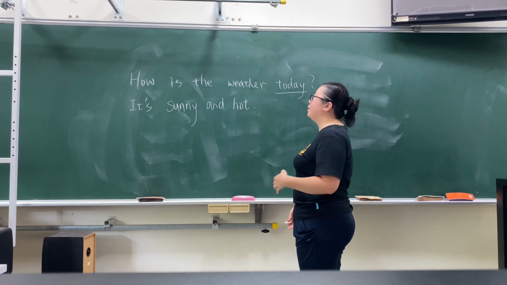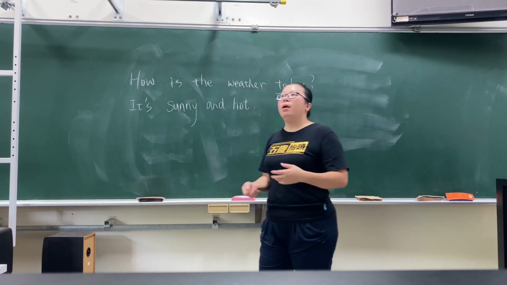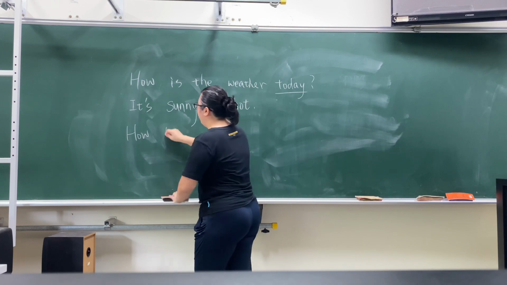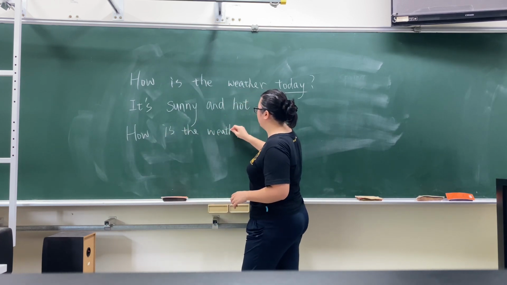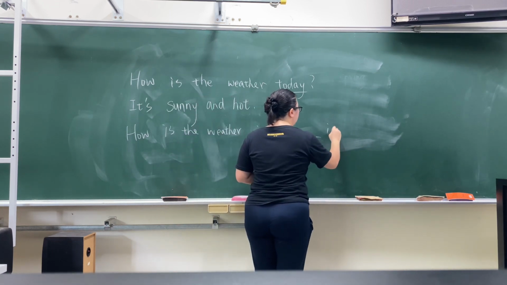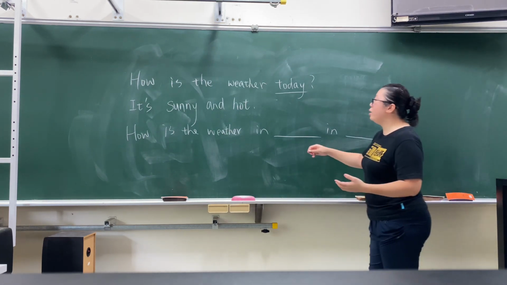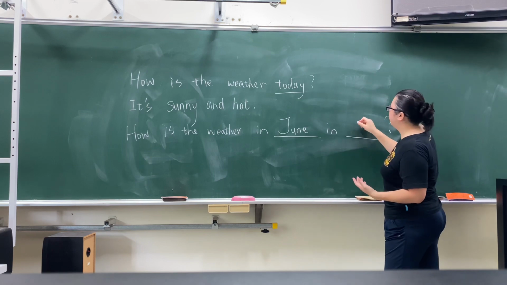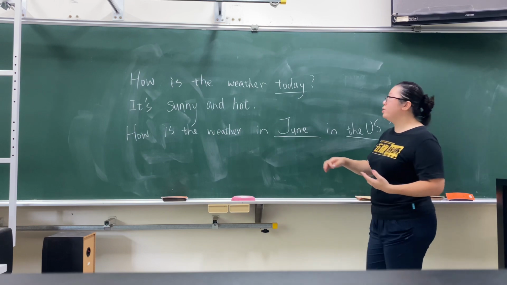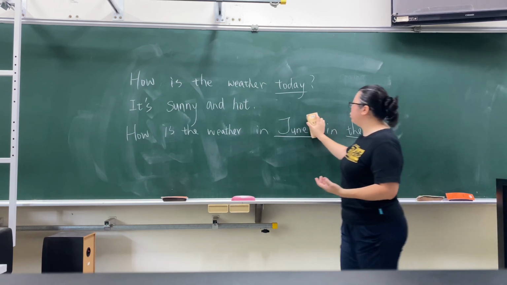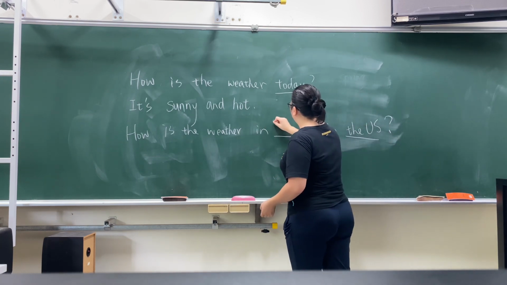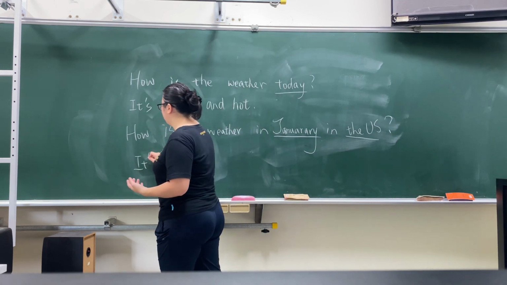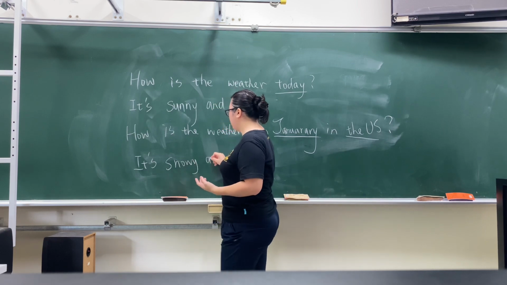When we ask how's the weather today, it refers to the current place and the current time. But sometimes you want to travel abroad, and you want to know how the weather is in a different country at a different time. So you can also say, how is the weather in, this one is the time, this one is the country, let's say in June, in the US. So you put a different time and different country, or maybe we can change it to sometime cold, maybe January. In January we'll say the weather is snowy and cold.